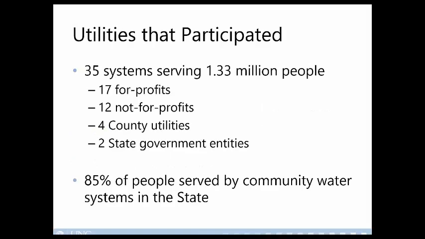So we had a total of 35 systems participate, and among these 35 systems, there were 39 rate structures, and they serviced about 1.33 million people, which is 85% of the people serviced by public drinking water systems, community water systems in the state. Of these 35 systems, 17 were for-profits, 12 were not-for-profits, 4 were county utilities, and 2 were state government entities.